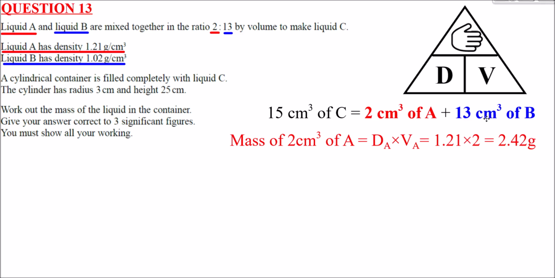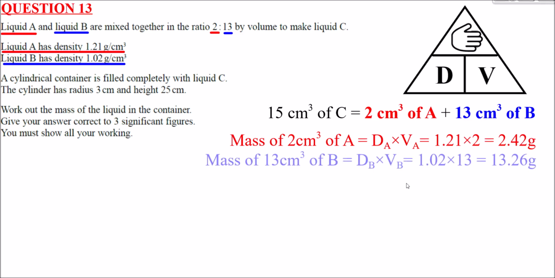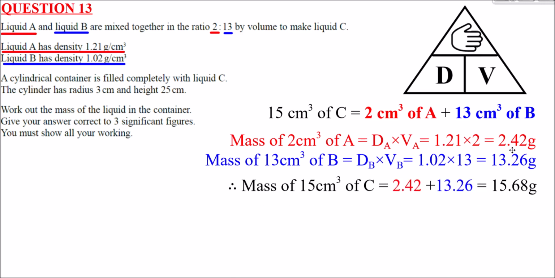Similarly, for liquid B, the mass of 13 cubic centimetres of B is a density of B multiplied by the volume of B, which is 1.02 multiplied by the 13 cubic centimetres we need, which is 13.26. If we add these two together, we can then find the mass of 15 cubic centimetres of liquid C. So 15 cubic centimetres of C is this 2.42 plus 13.26, which is 15.68 grams.